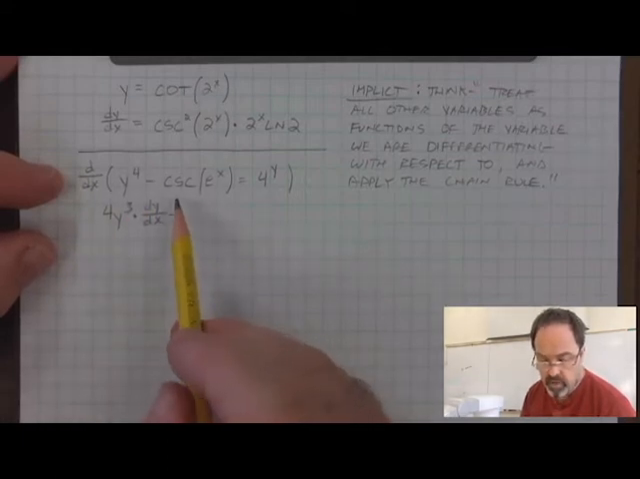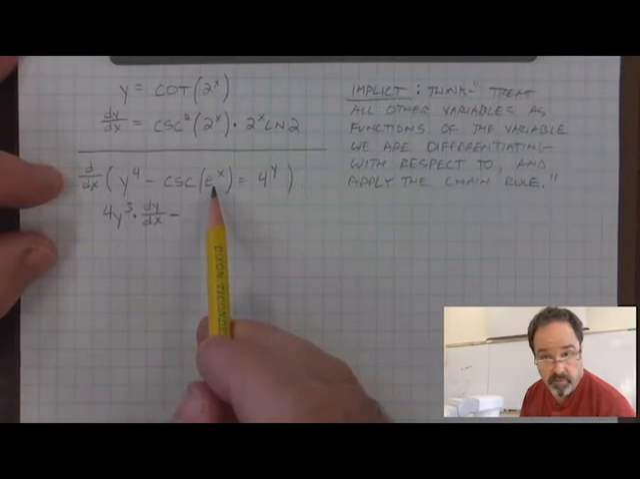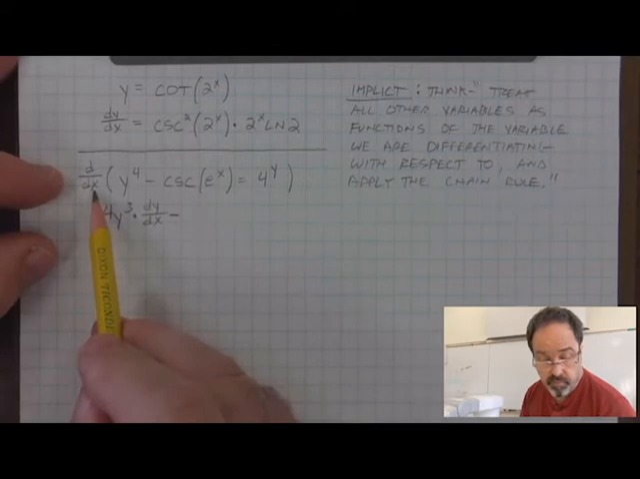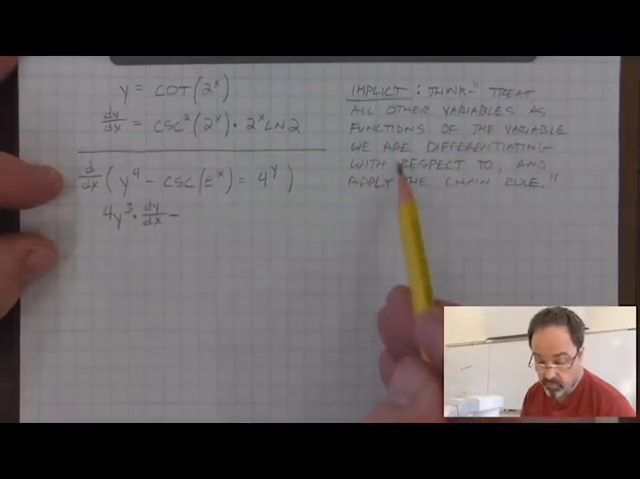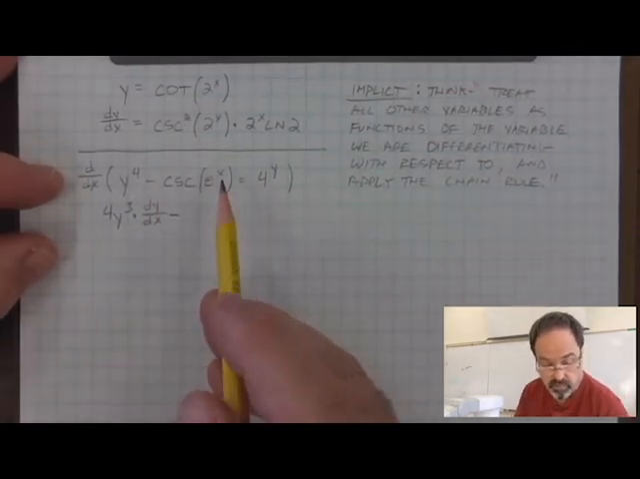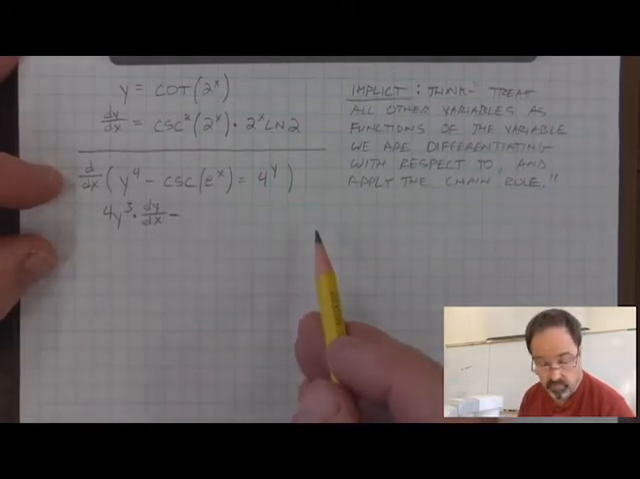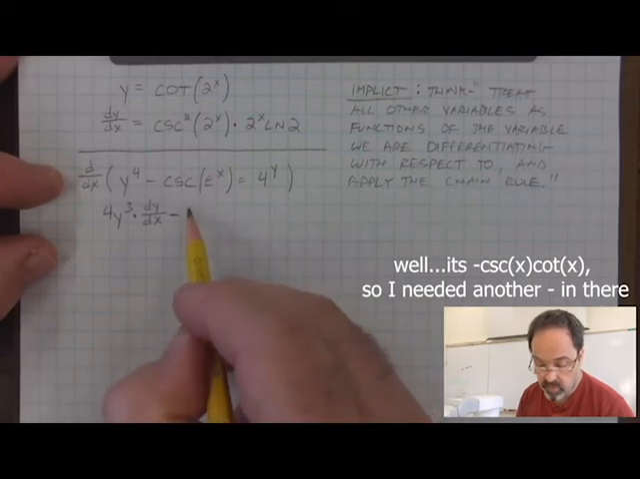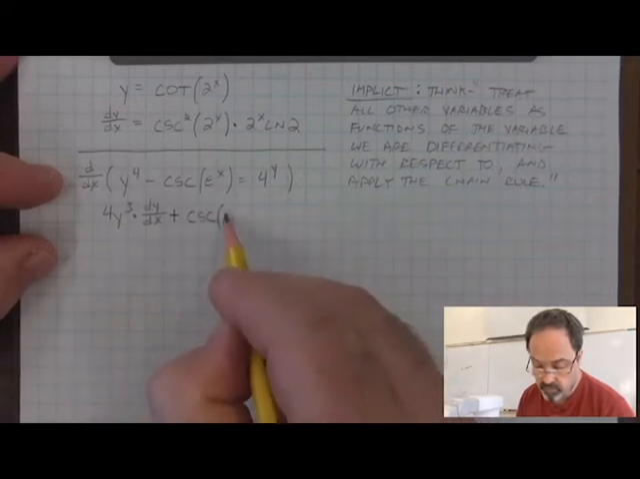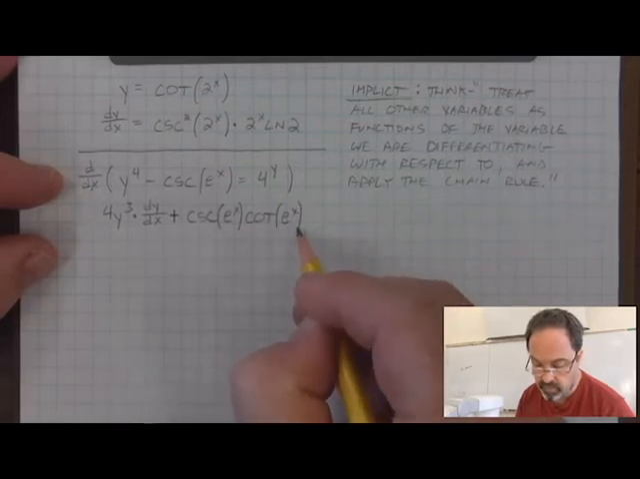Moving on to the next term, the derivative of negative cosecant e to the x, which is a composite function, but it's composed ultimately with the variable that I'm taking the derivative with respect to. So there's no extra thinking involved in taking the derivative of just this expression. The derivative of cosecant is negative cosecant times cotangent. Or in this case, I am going to take the derivative, it's negative cosecant composed with e to the x times cotangent also composed with e to the x.